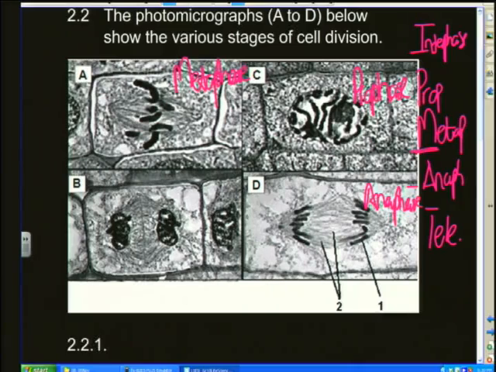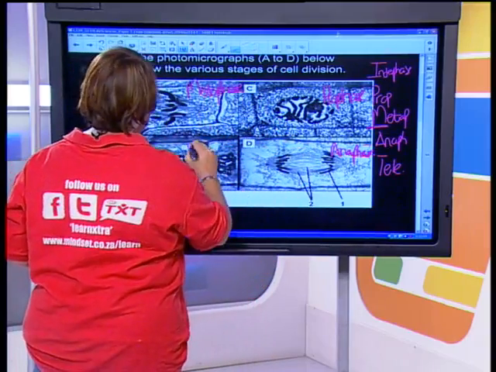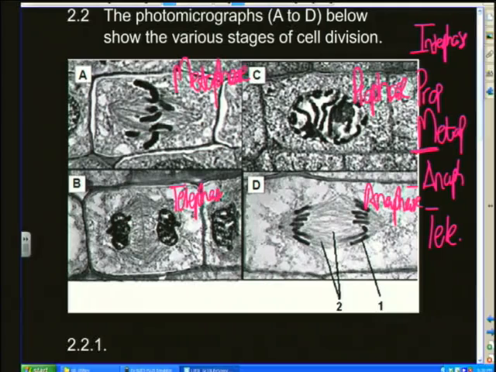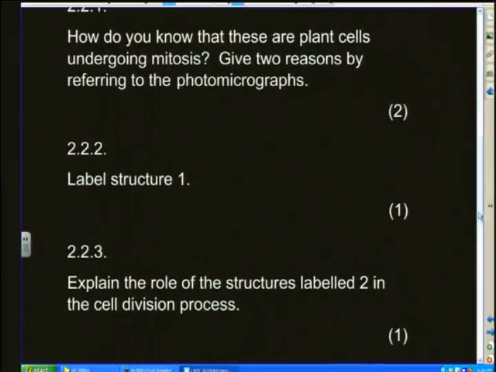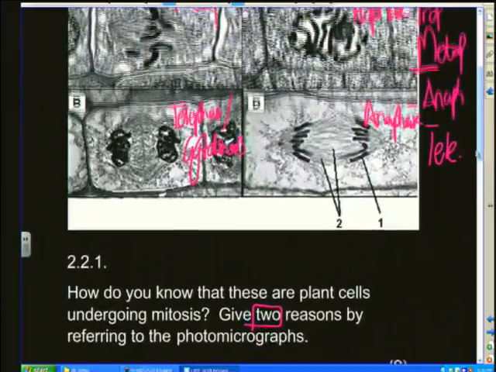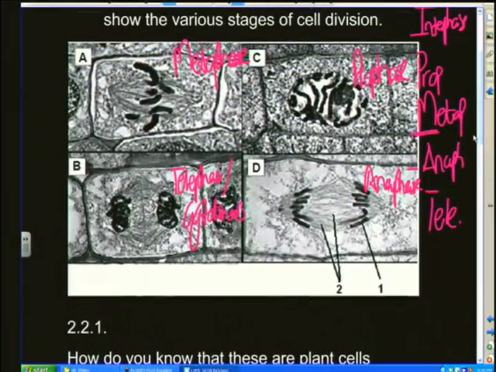Telophase is when my division is finished, cytokinesis occurs, and what have I got? 2 cells forming. So we can call this telophase, or if you want, after division, cytokinesis. Okay, so now we've labeled the different phases. Let's see if we can answer the questions. First question relates back to cells. How do you know that these are plant cells undergoing mitosis? Give 2 reasons by referring to the pictures. What do you see? The first thing that you should notice is this.